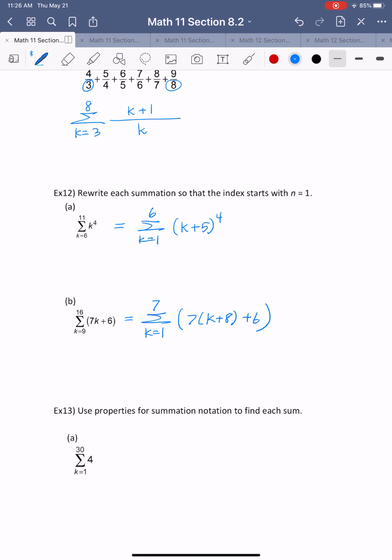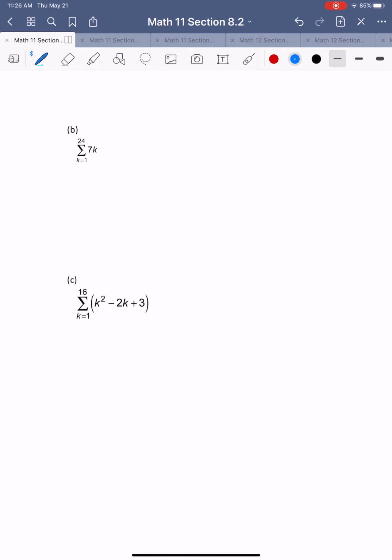Use the properties of summation notation to find each sum, for example 13. So this time c is just a constant. Do you remember n times c? So 30 times 4, and that's 120, that's all. The next page.